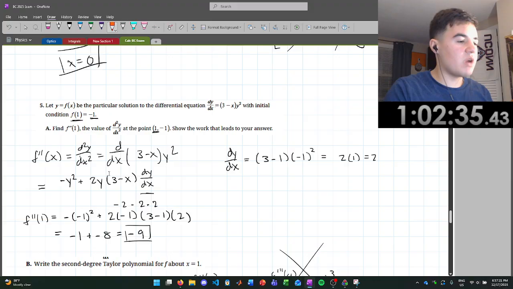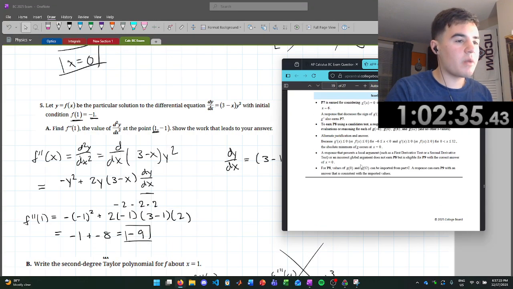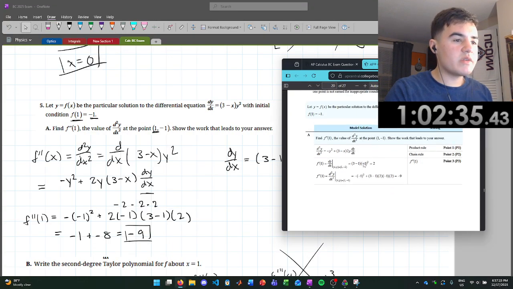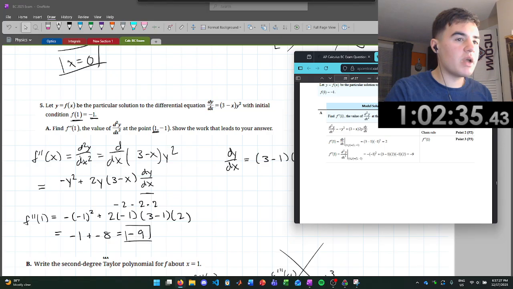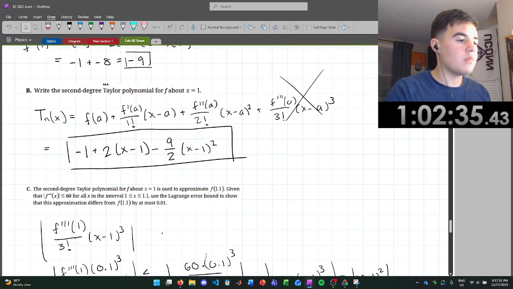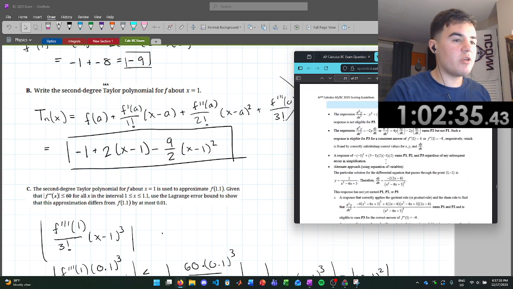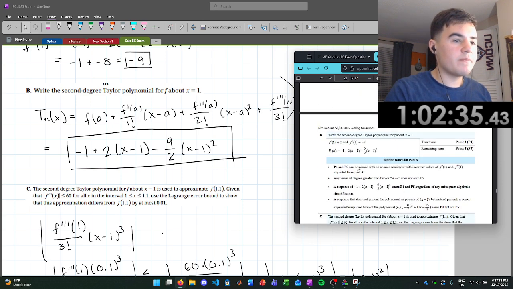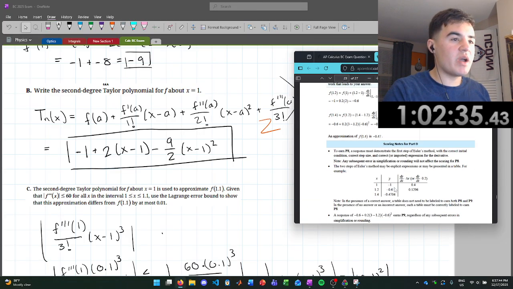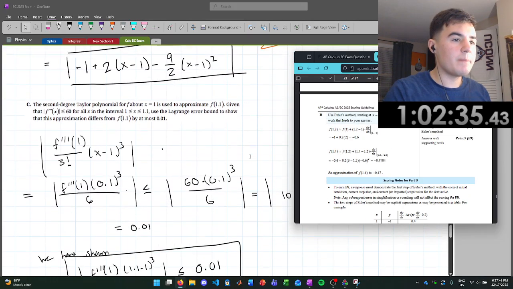Next question. This one I'm worried about a little. I don't know if I did it right or not. But let's see here. D2y chain rule -9. That's 3 points. Next question. Taylor polynomial. Let's see. Should be -1 plus 2x minus 1 minus 9 over 2x minus 1 squared. That's 2 points. Now the Lagrange error bound. This is the one that's tricky.